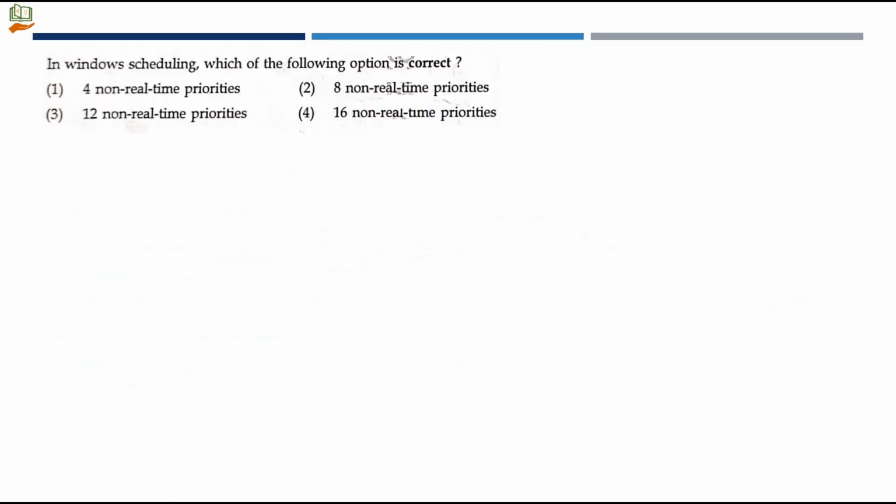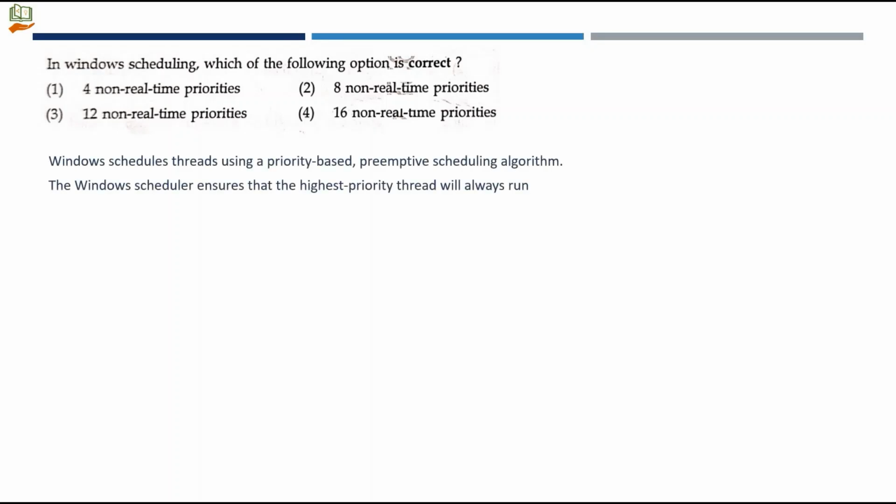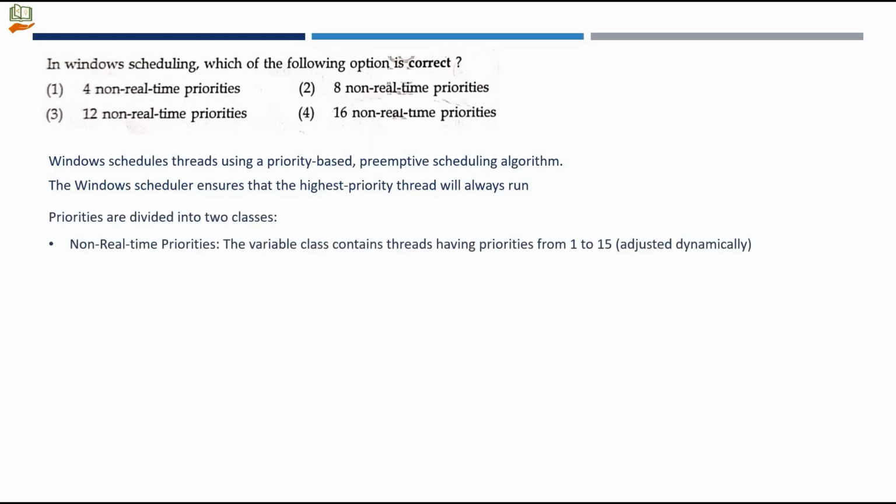Next question. In Windows scheduling, which of the following option is correct? Windows schedules threads using a priority-based preemptive scheduling algorithm. The Windows scheduler ensures that highest priority thread will always run. Priorities are divided into two classes. One class is called non-real-time priorities, which you are seeing in the options, and another one is real-time priorities.